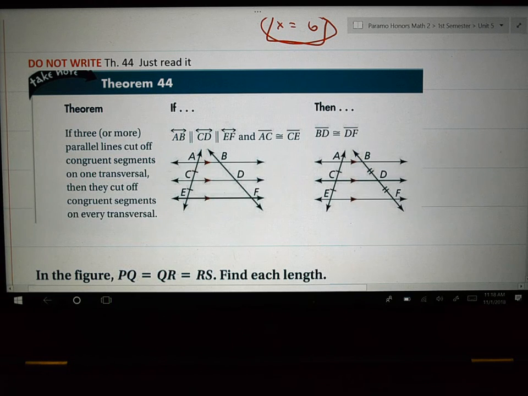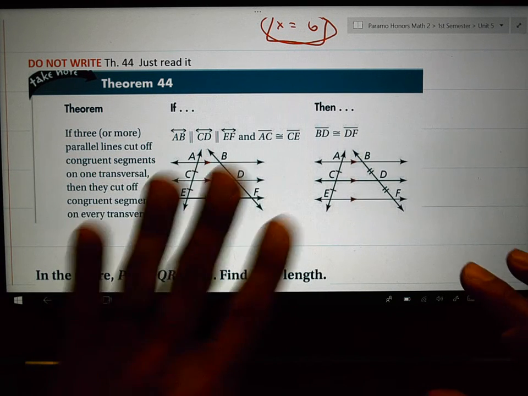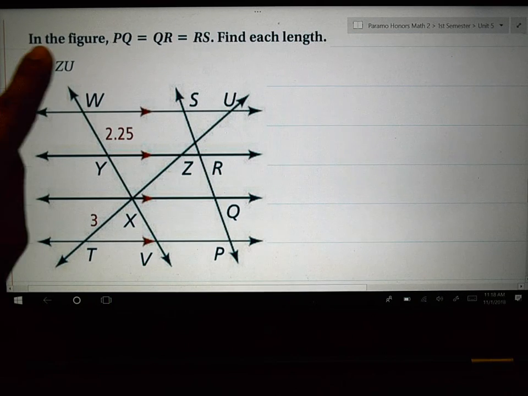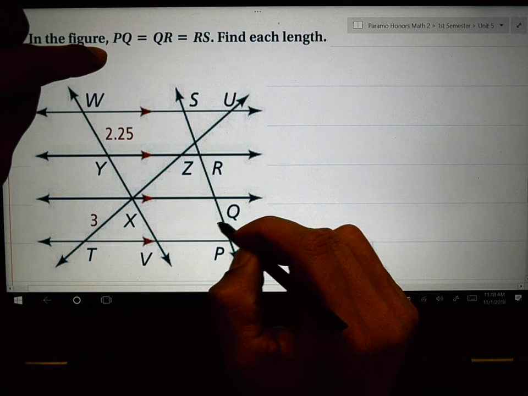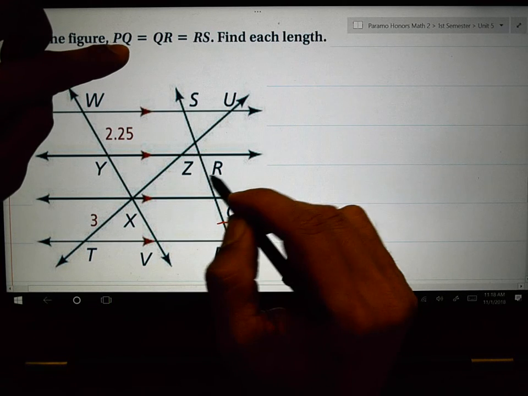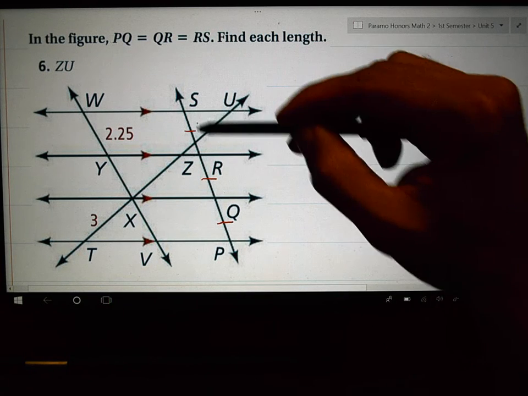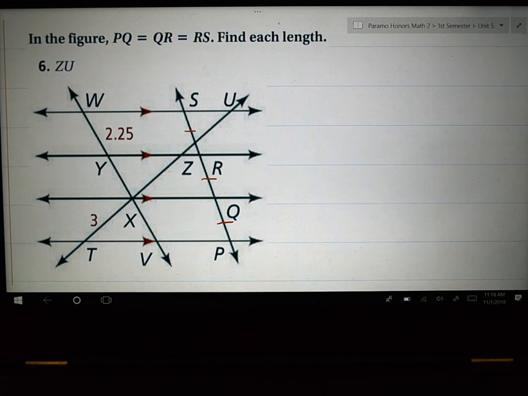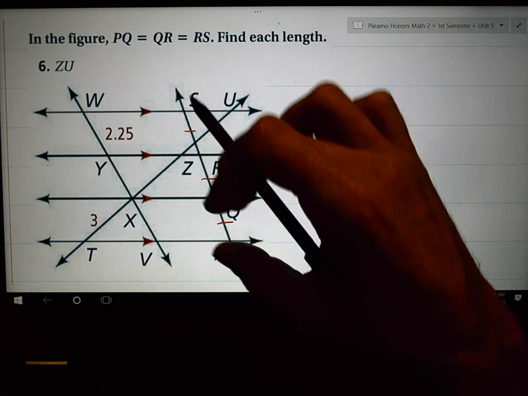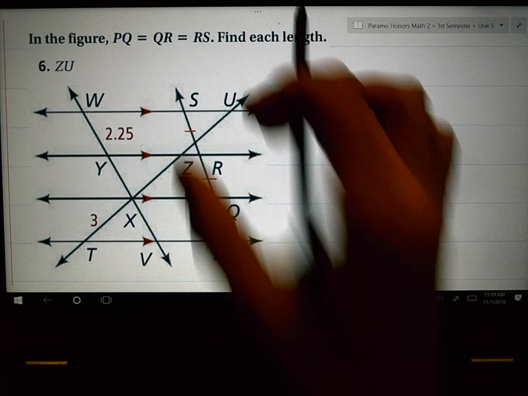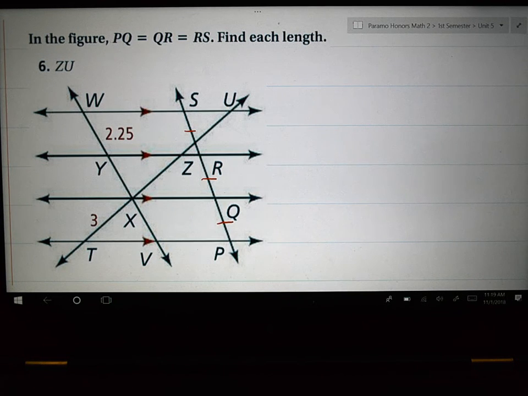Let's do a problem, and then I'm going to show you how I think this could be used. This is what the problems look like. In the figure, PQ is equal to QR is equal to RS. These 3 things are congruent, and these are parallel. And you have to figure out what ZU is. We got to figure out how long this is. Well, if these 3 are congruent to each other, then this has to be congruent to this, has to be congruent to this. So you would know how long ZU is.